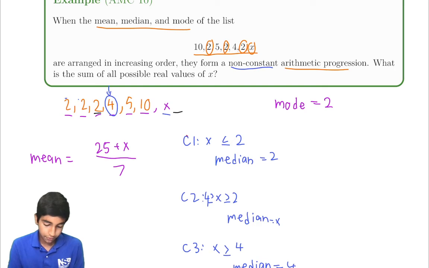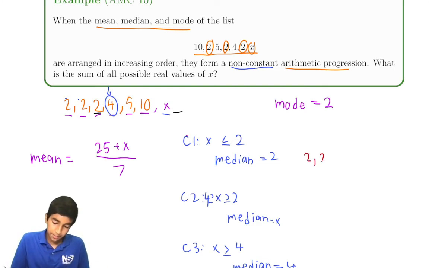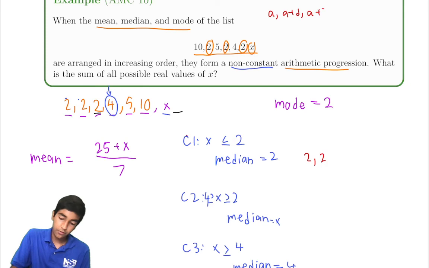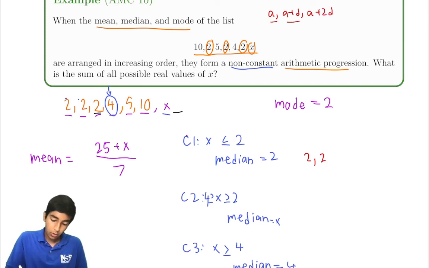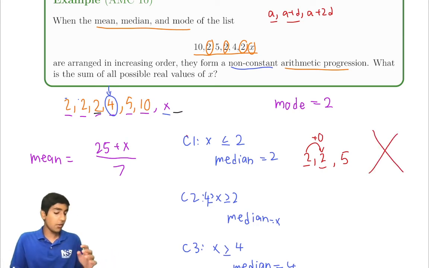Okay, let's take a look at this first case. If the median is equal to 2 and the mode is 2, then can it even form a non-constant arithmetic progression? To form an arithmetic progression that's not constant, we have to have something like a plus d, a plus 2d, where d is positive. But that means none of the terms can even be the same. So if these two terms are the same, then no matter what other value we choose, there will always be a common difference of 0, which is not allowed in an arithmetic progression. So this whole case does not work. 0 values that work.